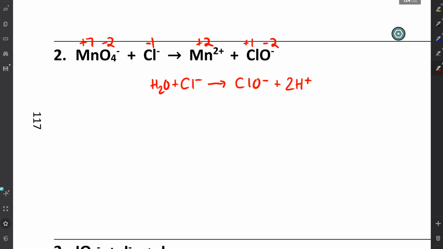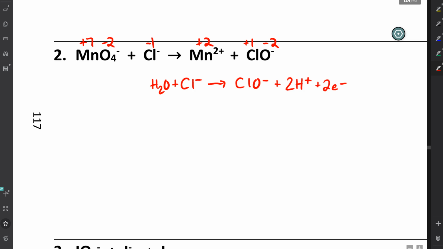Make sure we're balanced for charge. I've got 0 plus minus 1, so minus 1 overall on the reactant side, and minus 1 plus 2, so a plus 1 on the product side. In order to balance that out, I'm going to add 2 electrons over to the product side.